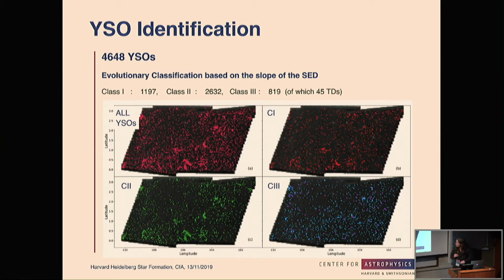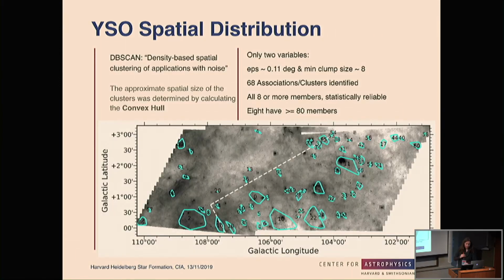And then the class 3s are a bit more widely distributed. So using DBSCAN, density-based spatial clustering of applications with noise, very nice. Basically, it's this nice clustering technique that uses only two variables. So you have a minimum clump size or minimum clustering size and a minimum separation length, essentially the density that you require in order to get a clump. So as the values up there, what we find is 68 associations or clusters in this region.